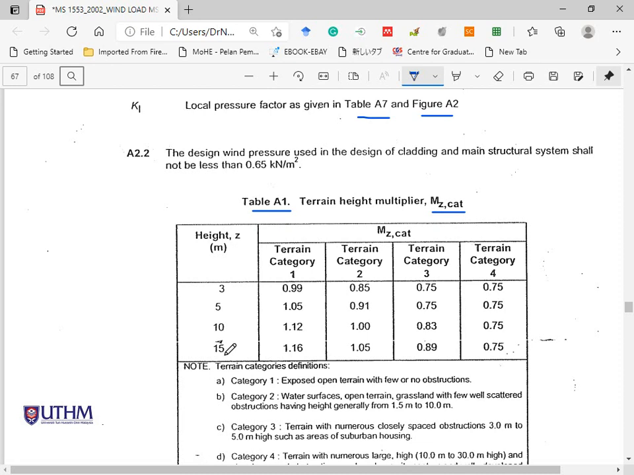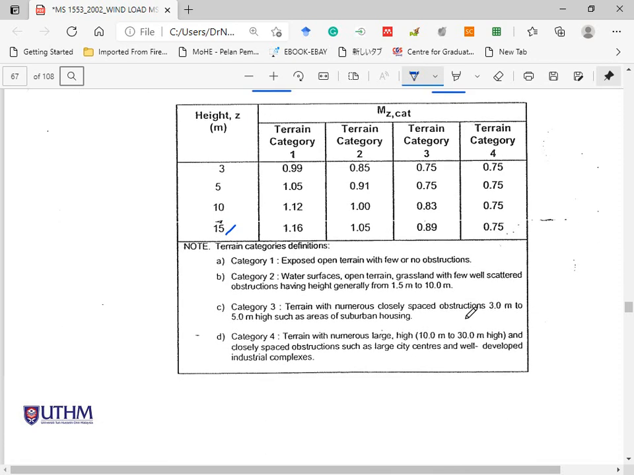The height of the building is up to 15 meter. I stated earlier that for the simplified method, the total building height is less than or equal to 15 meter. So this is terrain category 1, category 2, 3 and 4, and this is the description for each category. Later you can read this.